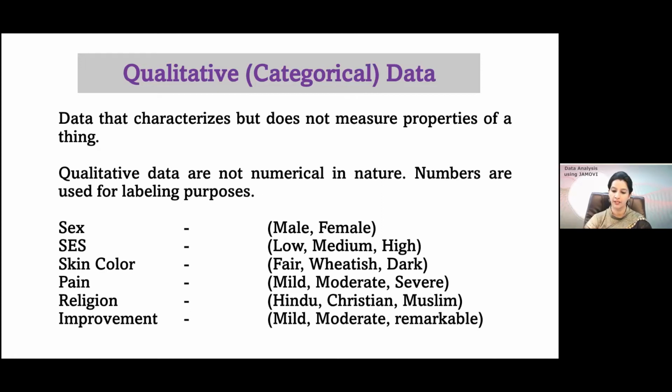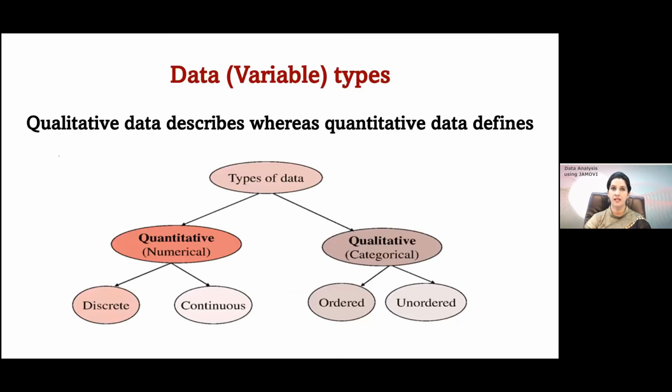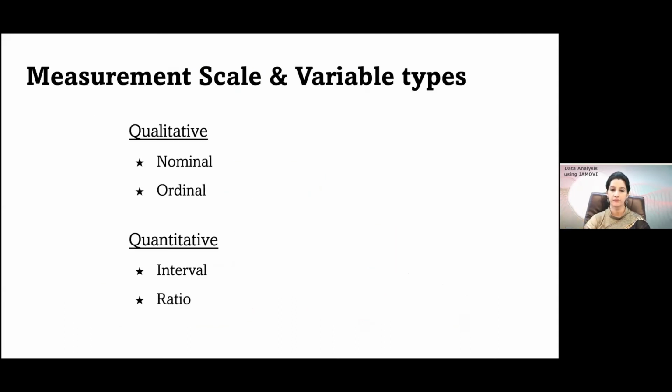Improvement may be mild, moderate, or remarkable. So lastly, we classify data into quantitative and qualitative. Quantitative is basically the numerical value, and the qualitative is the categorical, where we assign numbers to label it as a category. And this quantitative is again divided into 2 types, discrete and continuous, and the qualitative is again ordered and unordered. And this is basically the scale. So in case of qualitative, we measure the nominal and ordinal level of data. In case of quantitative, we have the interval and ratio.